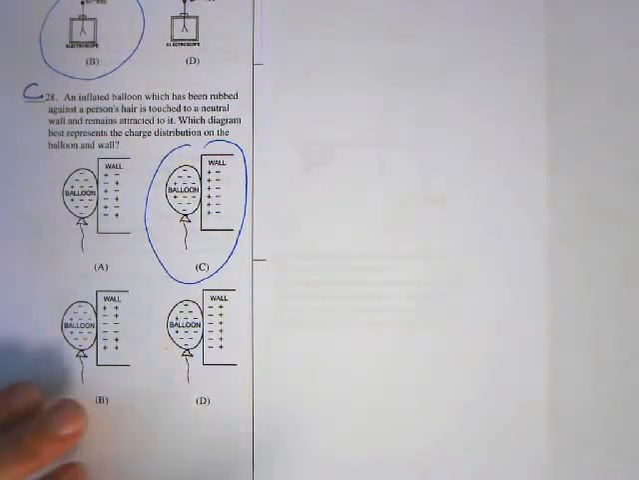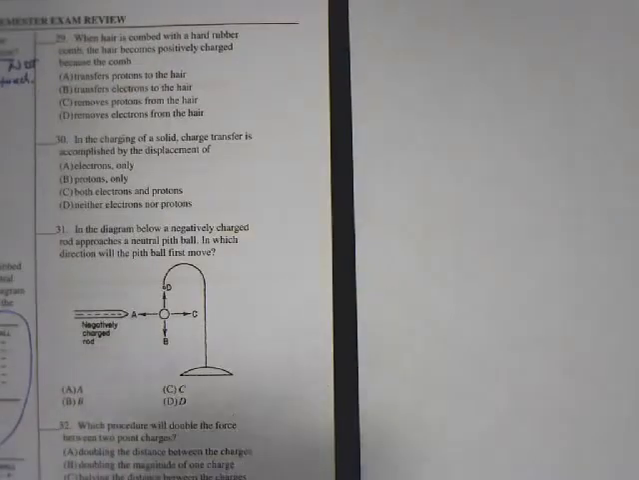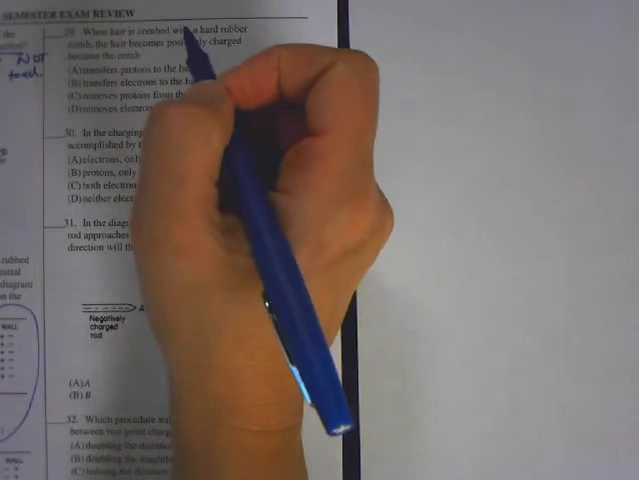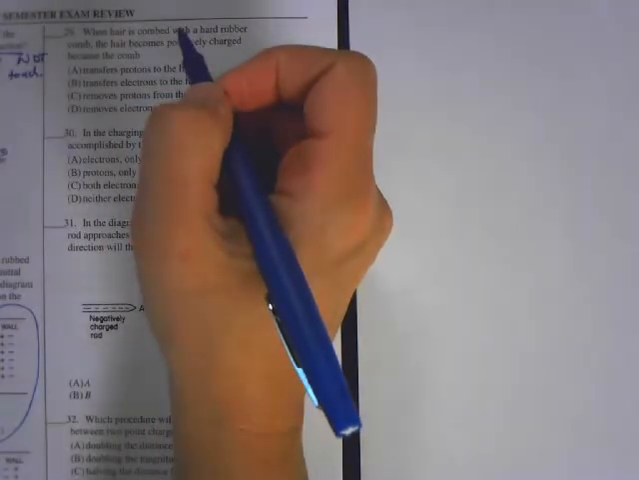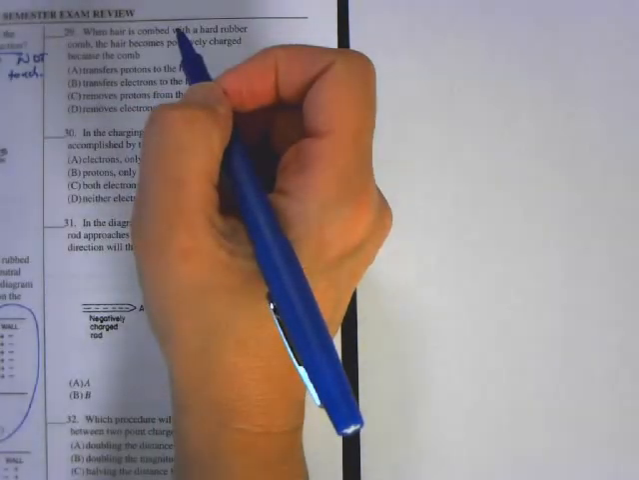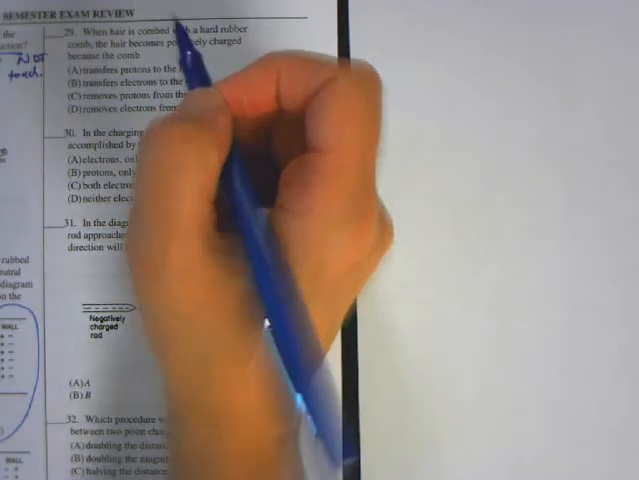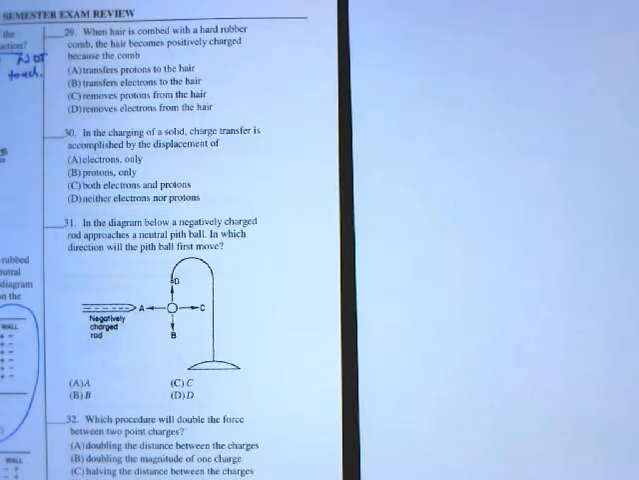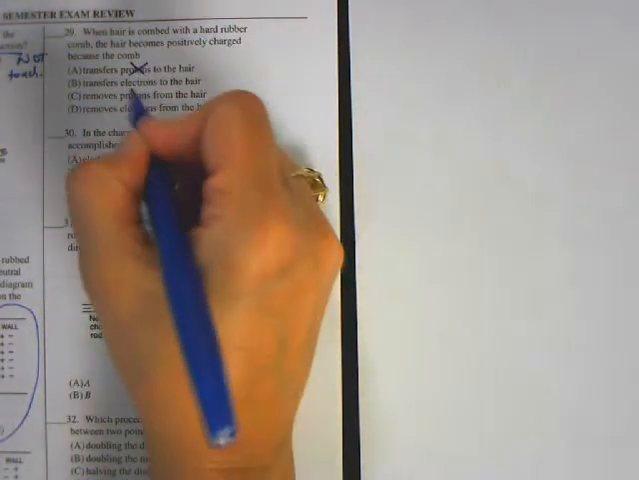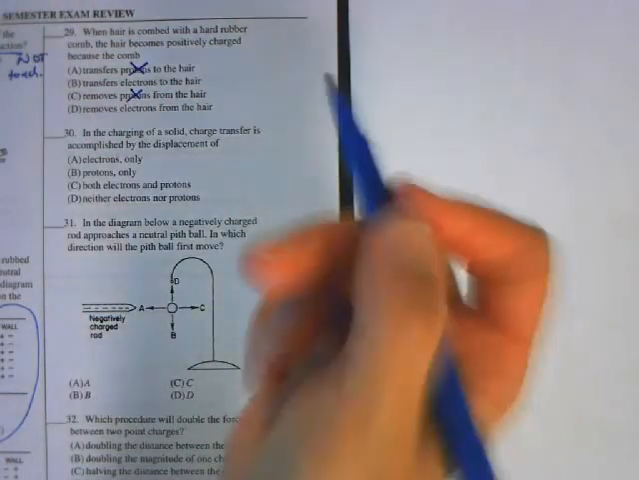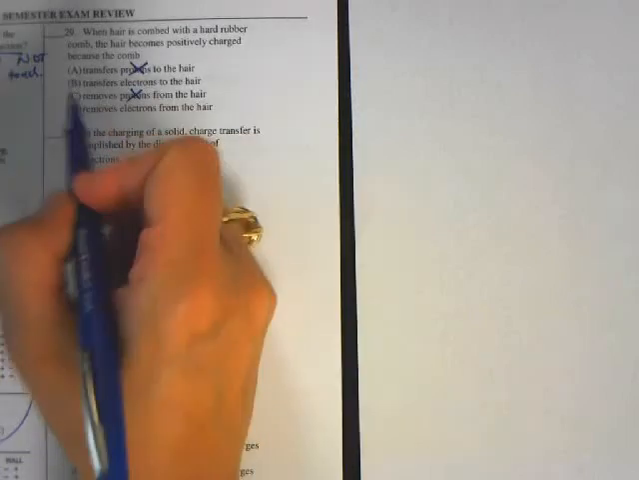Okay, number 29. When hair is combed with a hard rubber comb, the hair becomes... Well, first of all, you're going to say to yourself, what's the only thing that moves? Electrons. So the electrons are the only thing that moves. So right away I'm crossing off the protons ones. So the electrons are the only ones that move, so it's going to be removes the electrons from the hair.